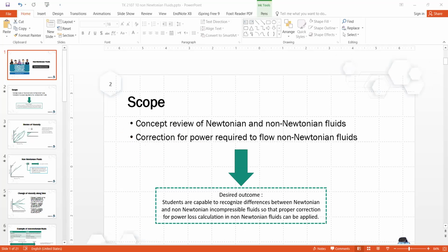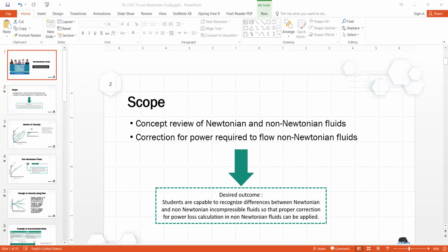So what's the scope of today's lecture? Actually, non-Newtonian and Newtonian, their difference is only located at their apparent viscosity. So slightly, I will review the viscosity concept in Newtonian fluids, and then the correction for power required to flow non-Newtonian fluids. So in the end, we need to achieve the desired outcome.